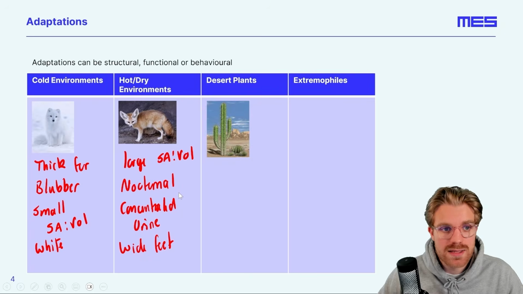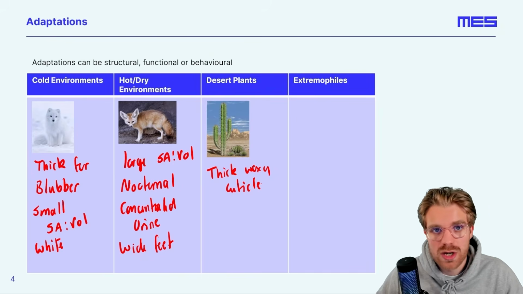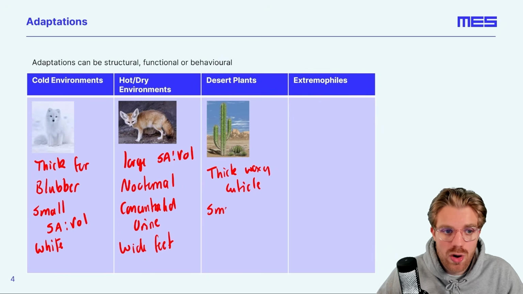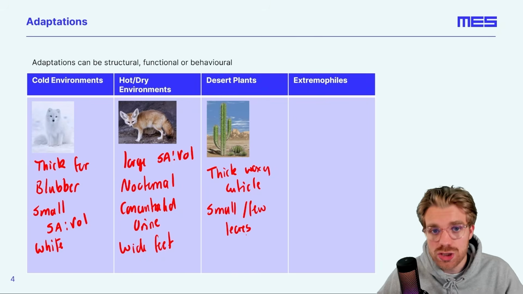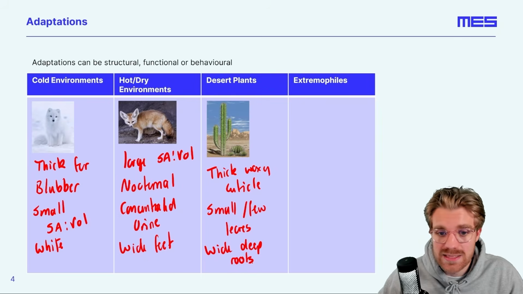Next, we've got the desert plants. Now, cacti are a good example of a plant that is adapted for a desert. Desert plants tend to have a thick, waxy cuticle. That thick, waxy cuticle prevents water loss and prevents the plant from drying out. They might have small or few leaves, and this is going to reduce the number of stomata, again reducing transpiration and the rate of water loss. They might also have very wide, deep roots so that the plant is able to access more water.